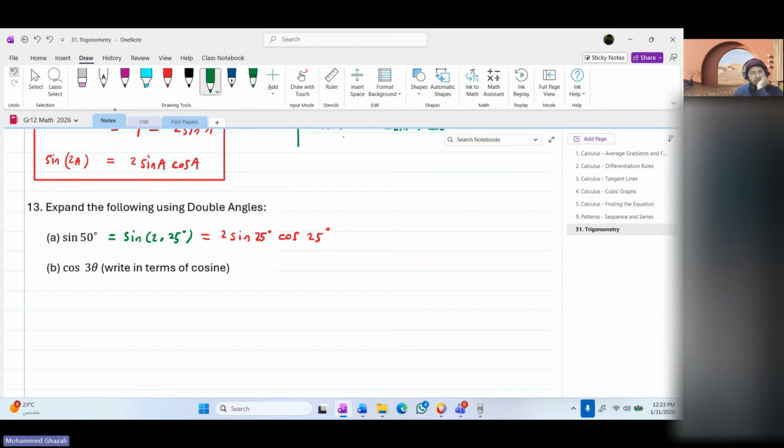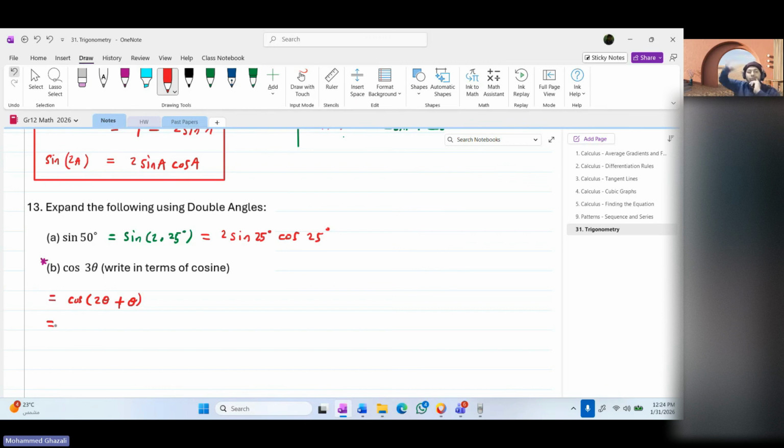Let's have a look at this one because this also came out in past papers in the exam. So cos 3 theta, right, in terms of cosine. So you need to write everything in terms of cos. Let's see. First, we're going to expand cos 3 theta as cos of 2 theta plus theta, right? And then we'll use a double angle.